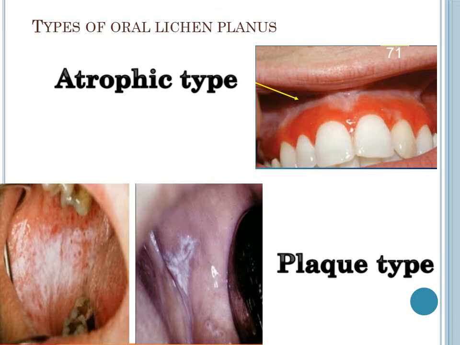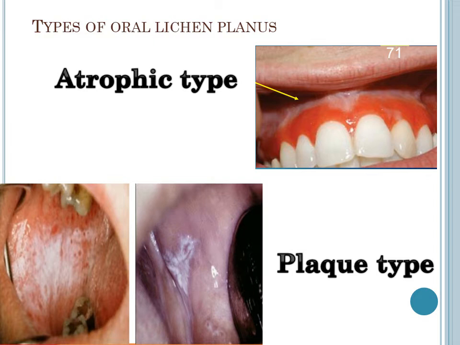Second, we have the atrophic type, which is the second most common type after the reticular type. It's red in color and causes pain, unlike the reticular type, which is painless. The most common site is the gingiva. It presents as desquamative gingivitis.